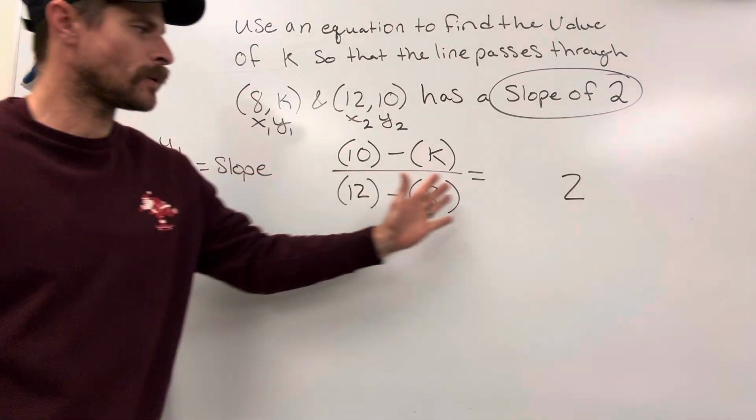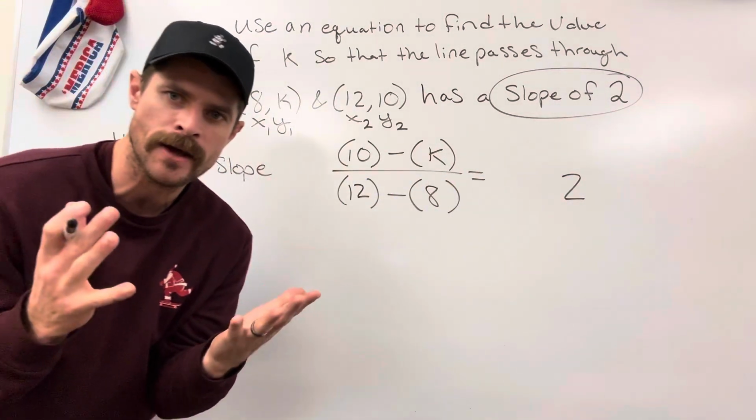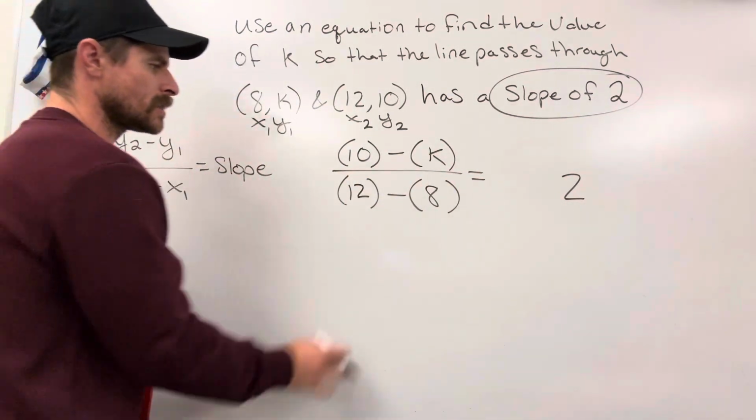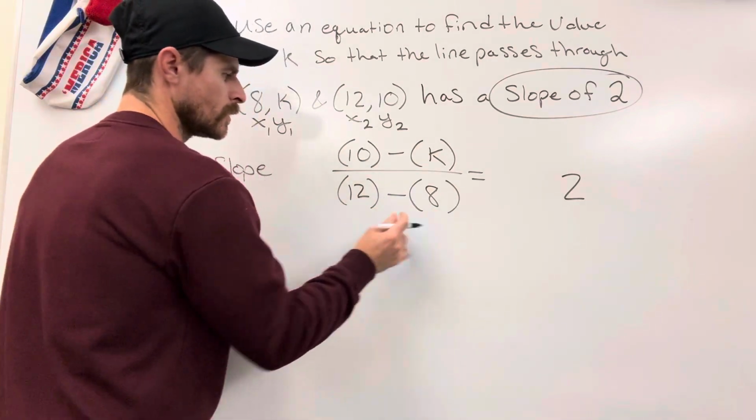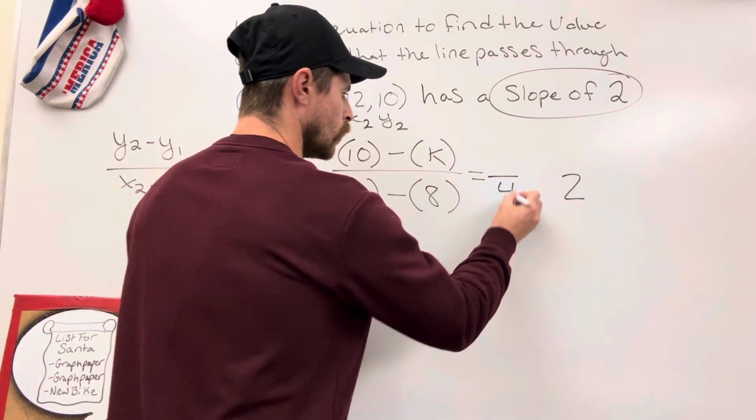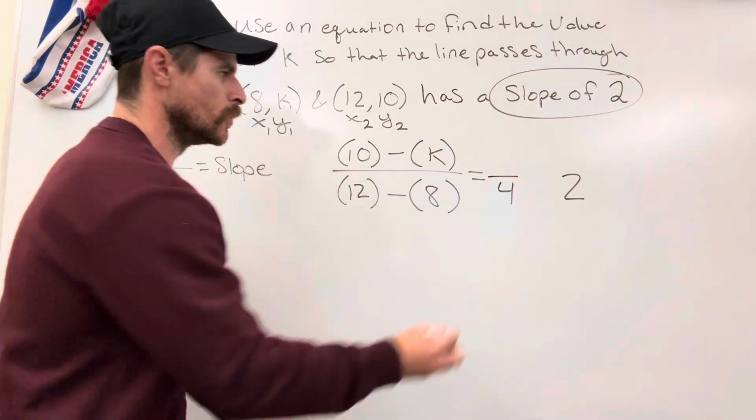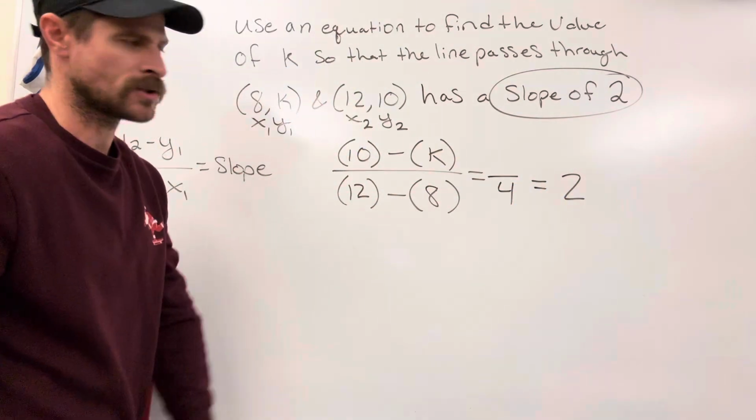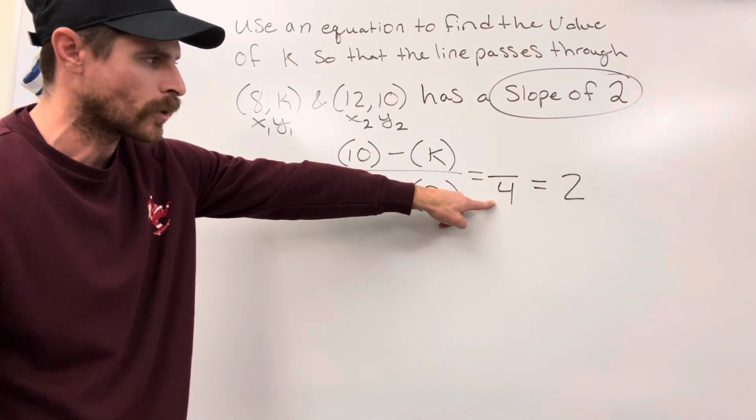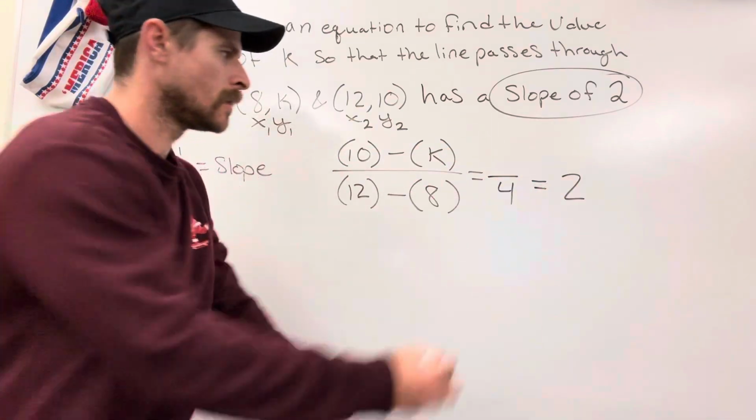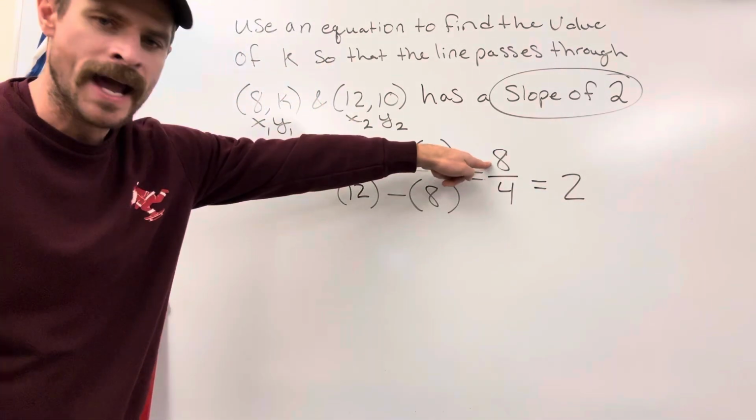So we've got everything ready to go. We just got to figure out what that value of k is. The way we can figure it out is by simplifying 12 minus 8. What's 12 minus 8? That's just going to give you a 4. So we've got something divided by 4 has to make 2. Well, we know what that something is. What number divided by 4 gives you 2? 8. So I'm going to put an 8 down. That's the number we have to get.